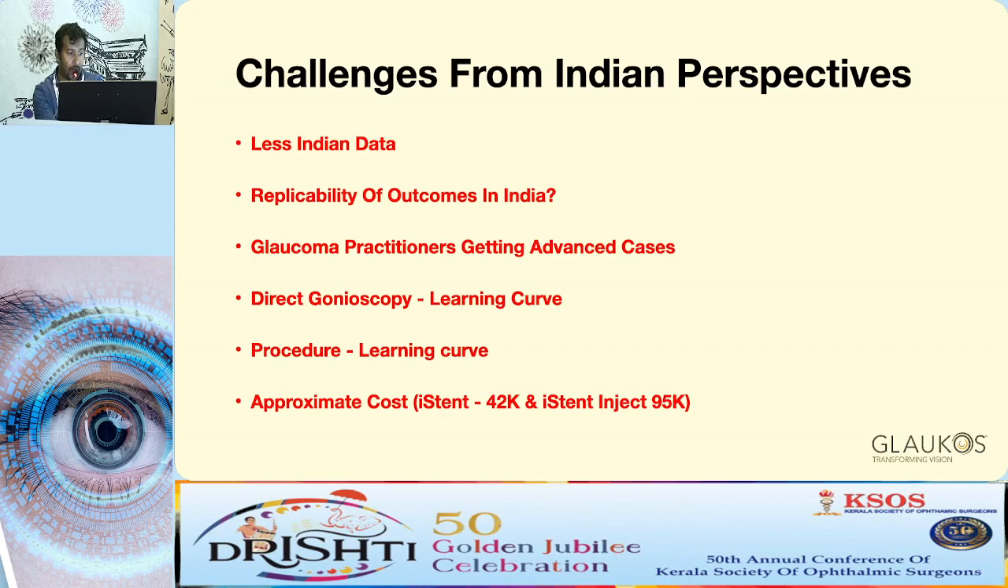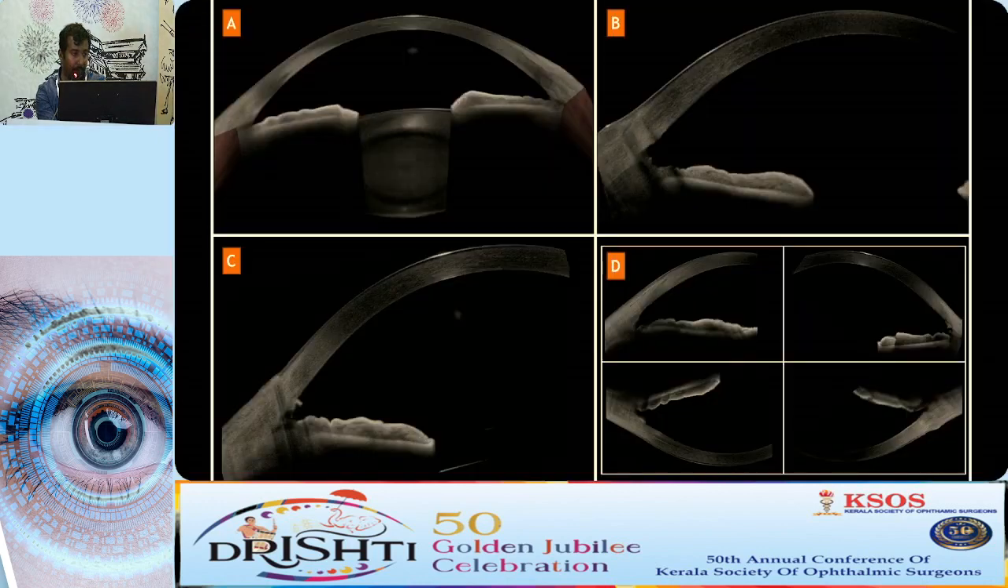And of course, direct gonioscopy has a learning curve, especially surgical direct gonioscopy. And the procedure itself has a learning curve, and the cost for iStent is quite on the higher side, 42,000 to 95,000 based on the model.